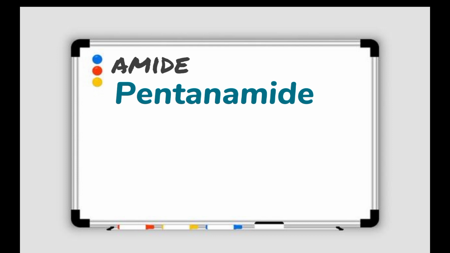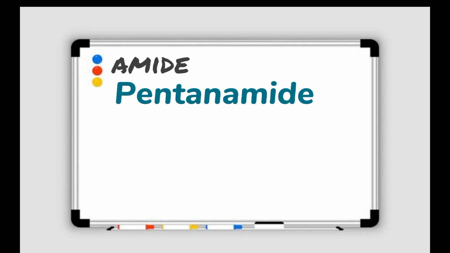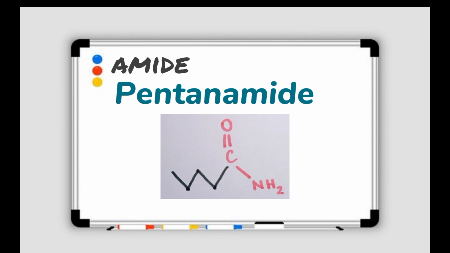Now, let us draw the structure of pentanamide. The suffix "amide" here represents that the structure that we are going to draw consists of an alkyl group attached to a nitrogen. First, we are going to draw the CONH2 at the end part of the structure. Next, we are going to identify the parent chain. In the name given, we have the prefix "pent", which means our parent chain consists of 5 carbon atoms. And here we have the structure of pentanamide.